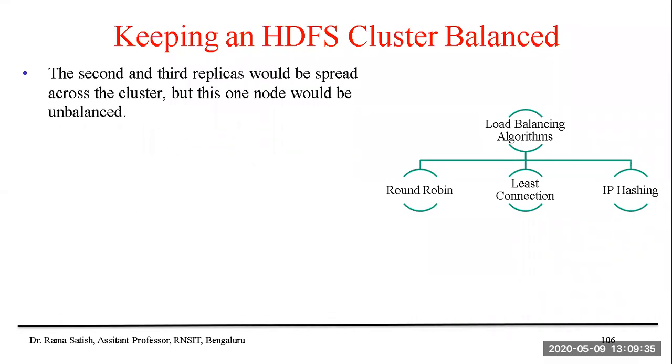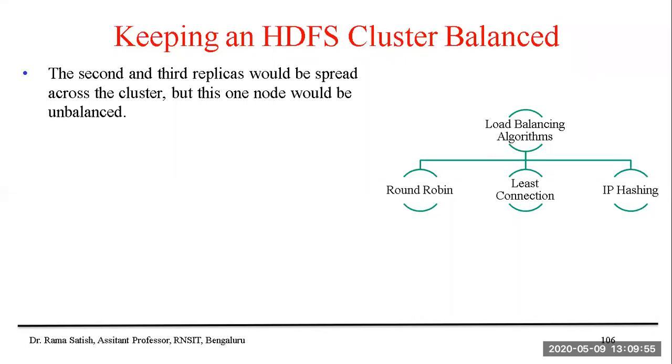Of course, the second and third replicas would be spread across the cluster, but this node would be unbalanced. So where the single map is running, there you will have a lot of data. Other blocks will have a smaller amount of data.